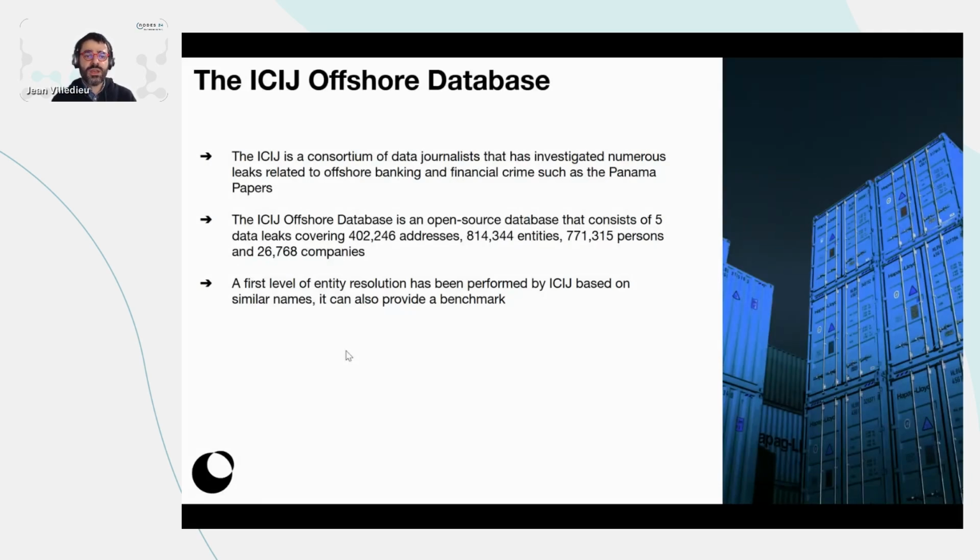The ICIJ offshore database is really a mix of 5 different data leaks, and this data is open source. It contains, among others, more than 400,000 addresses and more than 800,000 entities, so it's very significant. And interestingly, a first level of entity resolution has been performed by the ICIJ, which gives us a bit of a benchmark that we will be able to use later.